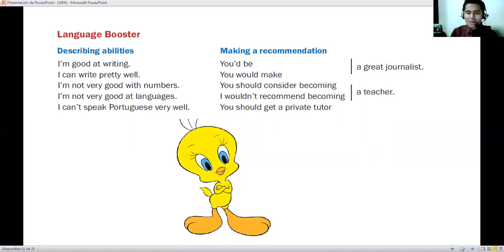Or you have to have a tutor to improve your knowledge, to improve your abilities, or in the negative way, no? I don't recommend you to do that because it's something dangerous. I don't recommend you to study that career, no? Because it's not good. You're not going to have a good salary. You're not going to have a good environment in that job. Okay, and many different kinds of recommendations and suggestions that we can have according to the abilities that we are going to talk about.